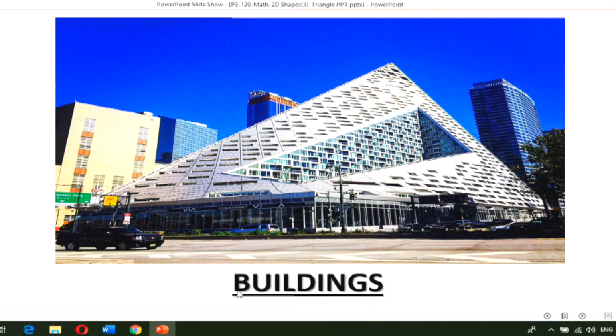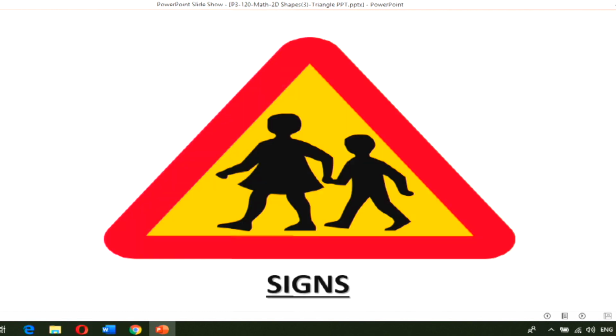We can have buildings. What shape is this building here? Triangle. Signs. What shape is this sign? Triangle, you see? 3 sides, 3 corners. This is the sign you sometimes see near our school to warn people driving cars there will be children crossing.